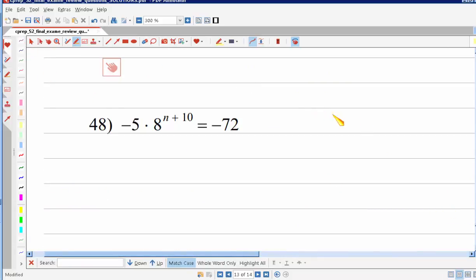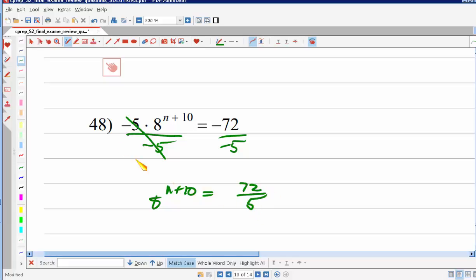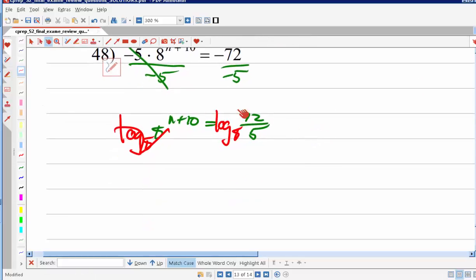Almost done. Okay, this is an exponential one, so before I do anything else, I need to get the term with the exponent all by itself. So I have 8 to the n plus 10 equals 72 over 5. Okay, now I'm going to do log base 8 of both sides. I cause that to cross out. I get n plus 10 equals 72 fifths.